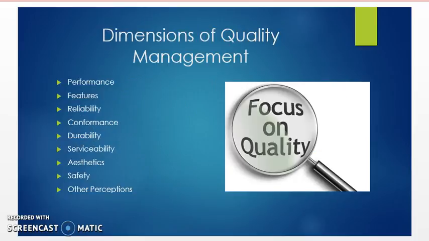Dimensions of quality management. Well, what is quality management? Quality management is the act of overseeing all activities and tasks needed to maintain a desired level of excellence. This includes creating and implementing quality planning and assurance, as well as quality control and quality improvement. Now here are some dimensions of quality management.